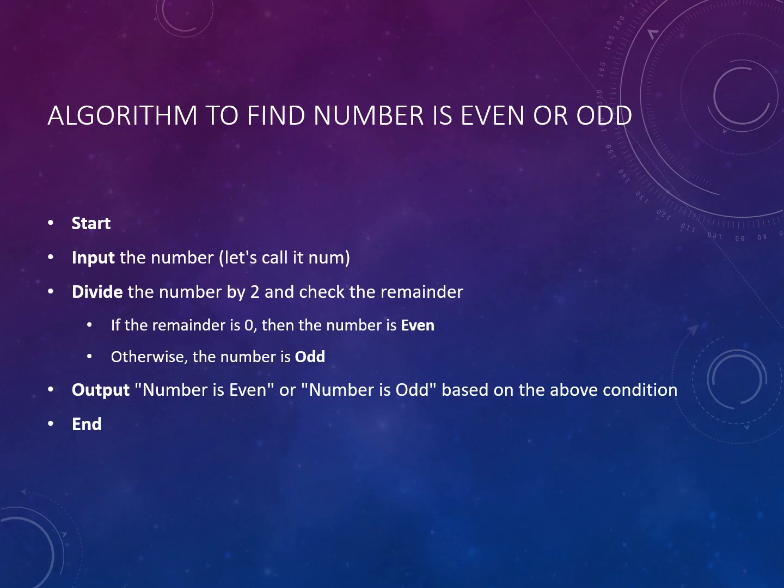For 8, 8 is divided by 2. The remainder is 0. If the remainder is 0, the number is even. If the remainder is not 0, the number is odd. Step 4, output. For 8, the number is even. Step 5, end. That is, the algorithm finishes. Important programming concept we must learn here: in Python, we use the modulus operator, the percentage operator, to find the remainder.